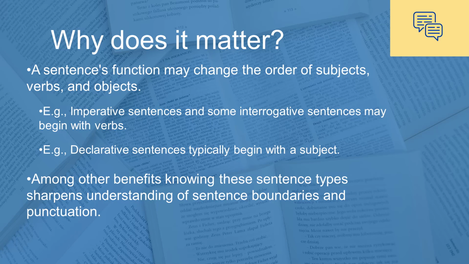All right, so you might be wondering why this matters. Why do we have to identify different sentence functions? Well, a sentence function may change the order of subjects, verbs, and objects, as was mentioned. Like imperative sentences and some interrogative sentences may begin with verbs, and declarative sentences typically begin with the subject. So this really helps us to identify sentence boundaries and to understand what type of sentence we're using. Among other benefits, knowing these sentences sharpens our understanding of punctuation.